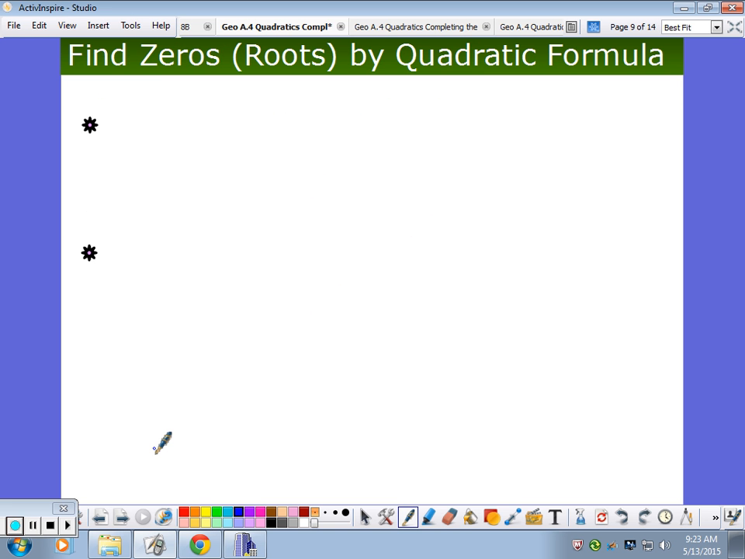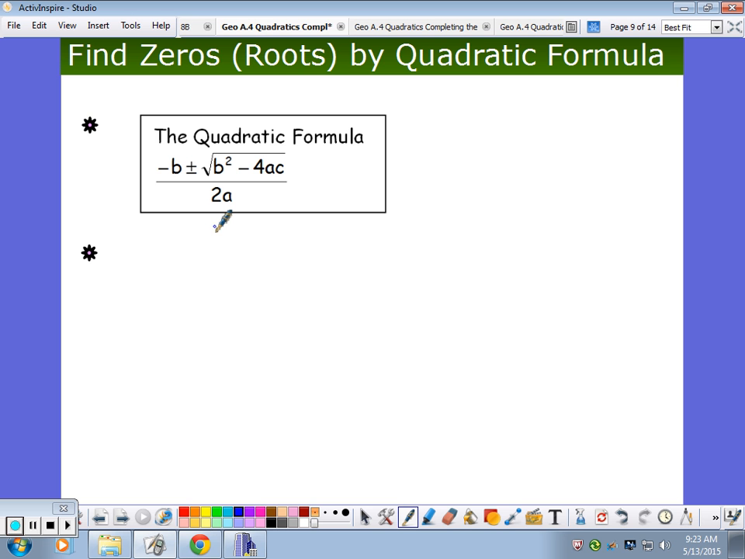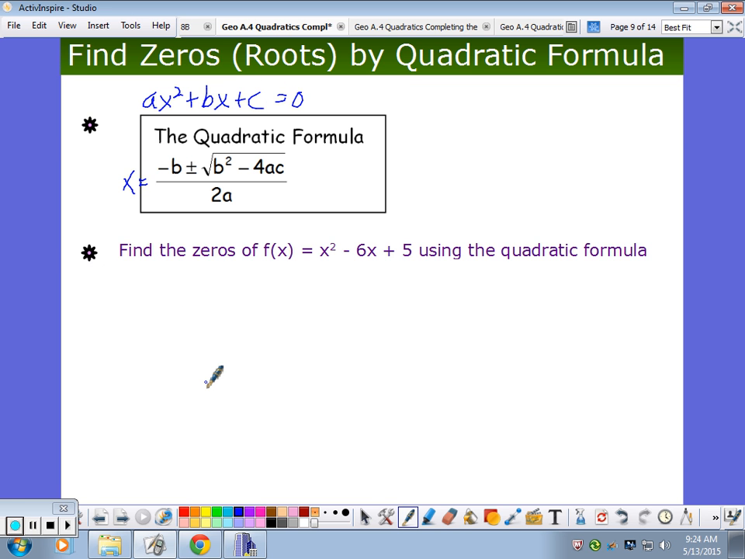So let's review quadratic formula as a method for finding zeros. So there's the quadratic formula, and I should put an x equals here, because this is the solution to the equation ax squared plus bx plus c equals 0. What x's make this true? X equals that. So if I want to use the quadratic formula, why is this one different than the one on the paper? I'm going to go back and put it to what it was, x squared minus 6x plus b.